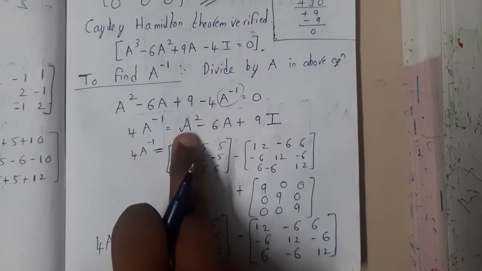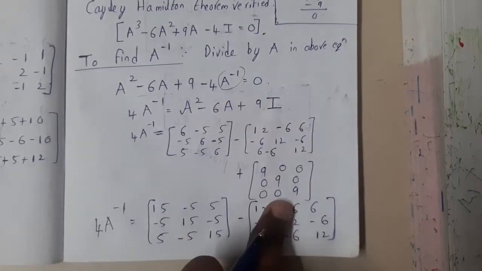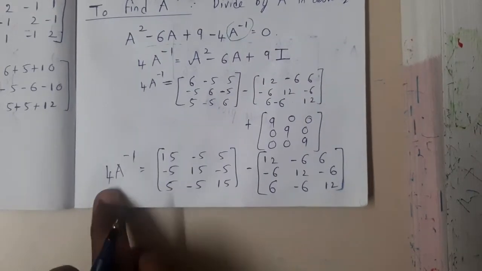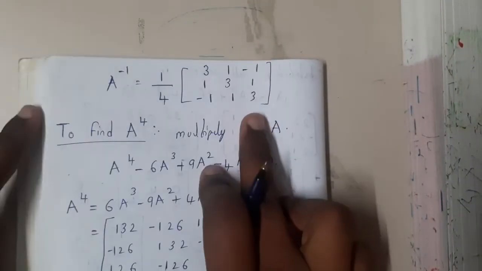Okay. Yes. So we already know the value of A square. We already know the value of A, and we already know the I value. So substitute them and solve it. At the end, you will be getting the A inverse value. Okay. So we got the A inverse value.